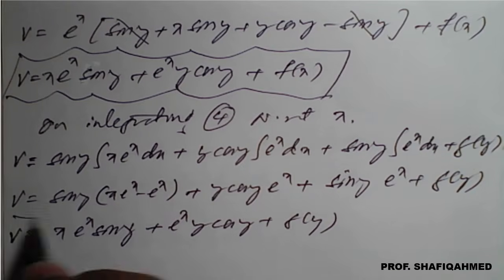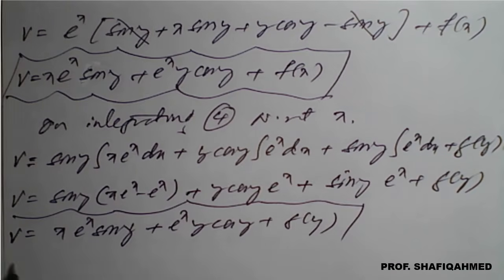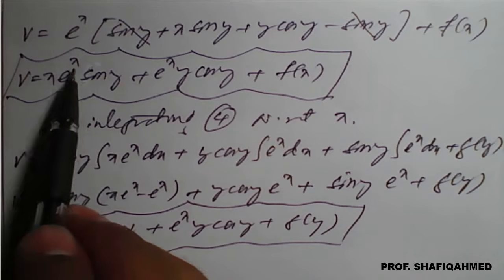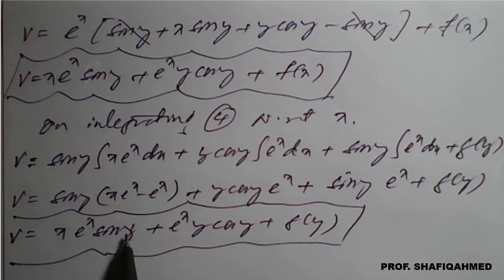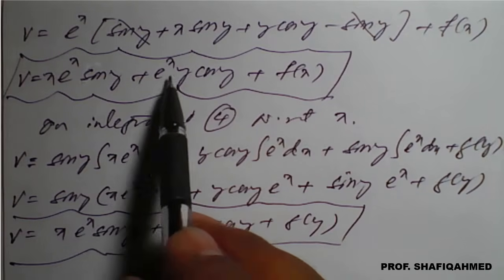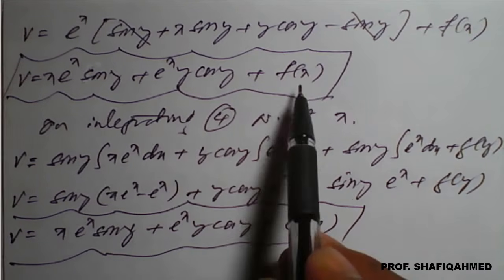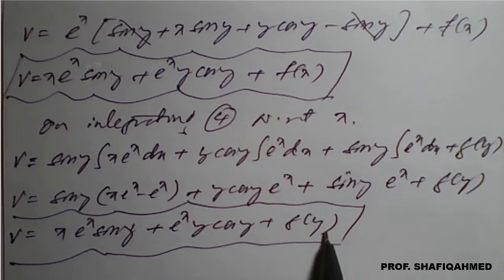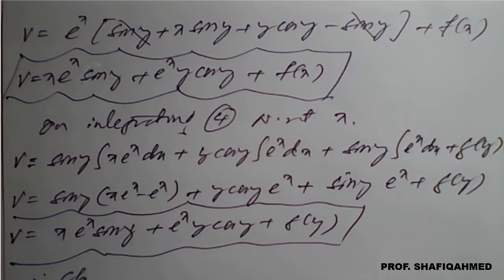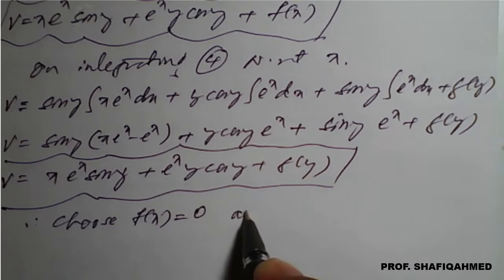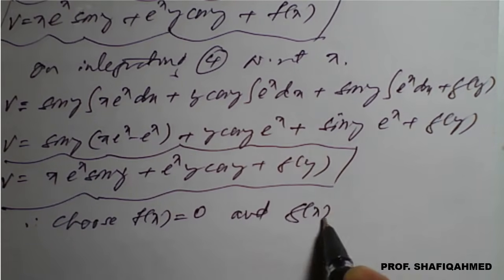So you check, we got two values of v here, so check the terms, x e raised to x sin y, then plus e raised to x y cos y, and here f of x, g of x. So both the terms are same, only f of x is extra, g of y is extra. So therefore choose f of x is equal to 0 and g of y is equal to 0.